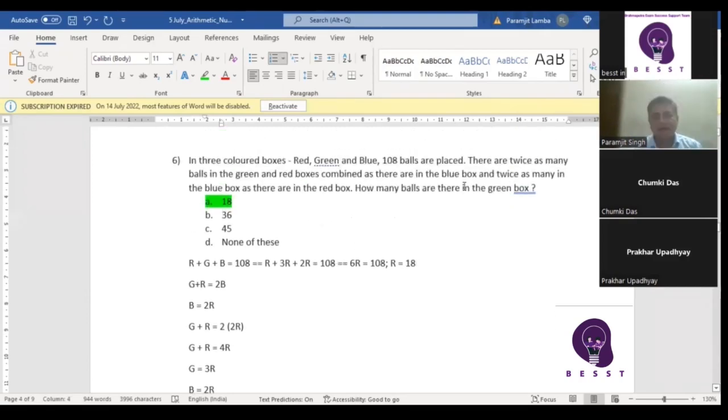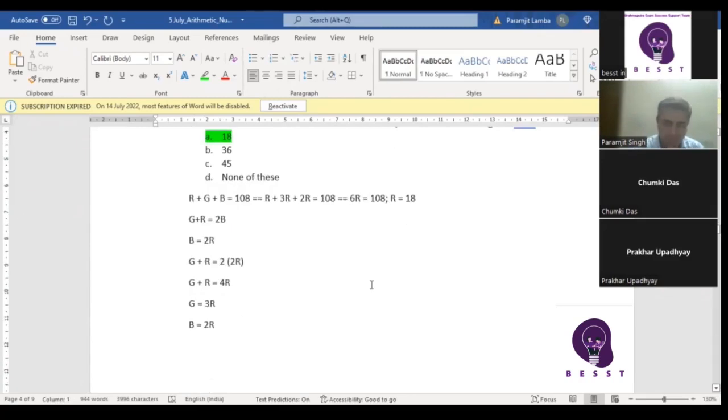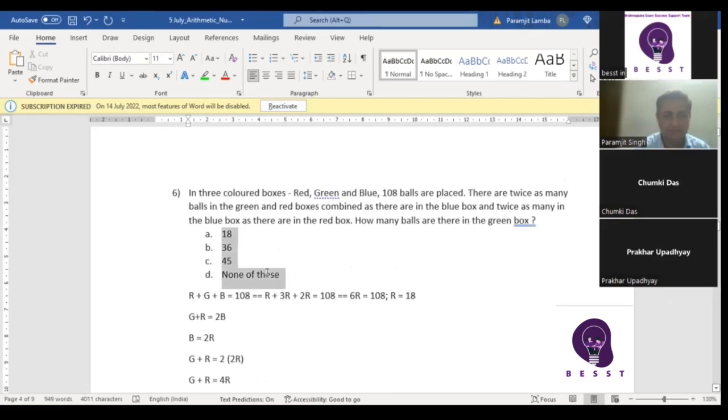The question is, how many balls are there in the green box? Nobody has actually contested me on this. Sir, we are asked to find out about the green box. Yes, I was waiting for somebody to tell me that. This 18 is a premature answer because we've arrived at a value of R. Now we substitute the value of R to get the value of G. So G is equal to 3 into 18, how much is this? Sir, 54. Correct. Is 54 here in the options? No. So the correct answer will be D, none of these.